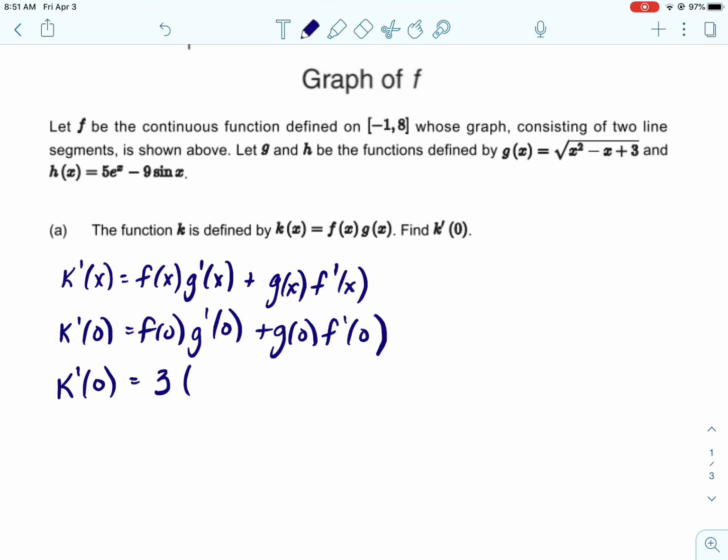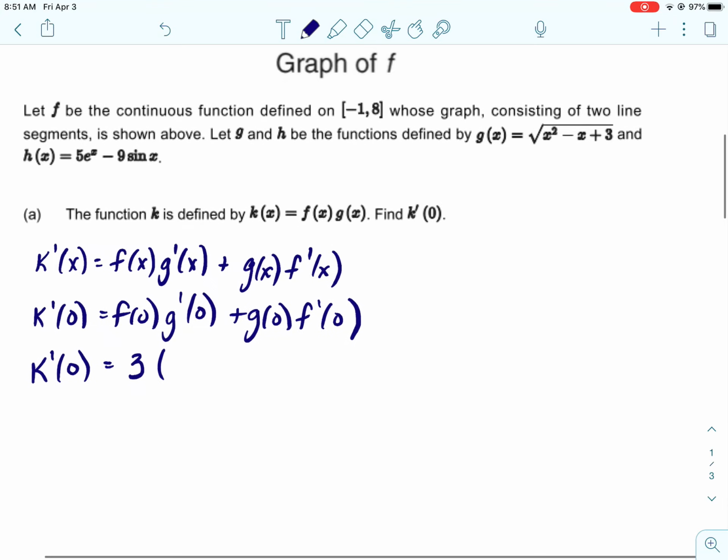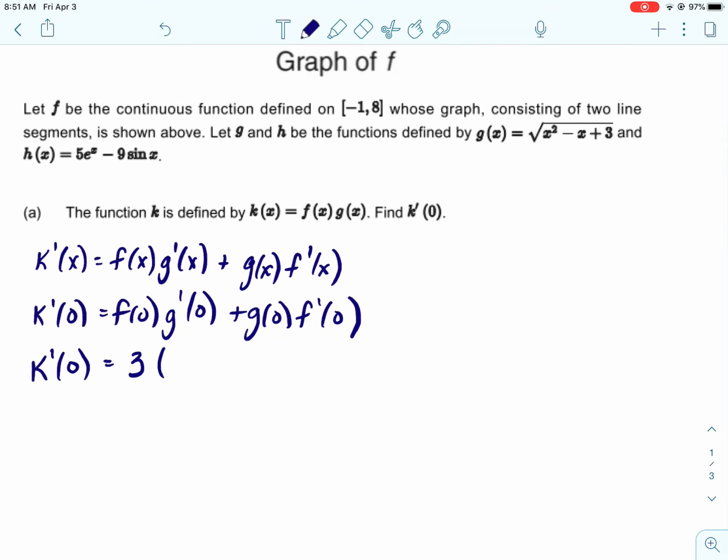So for f of 0, we go to the function. When x is 0, the function is equal to 3. For g prime of 0, we're going to go to the calculator. And I'm going to just write some notes up here. For g prime of 0, what I would do first is go to y equals and then type in what g is, because we have to use it more than one time, so this will just make it easier for us. I'm going to do that real quick while you guys are.